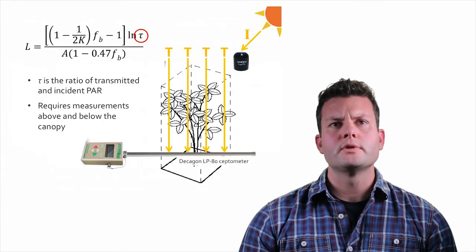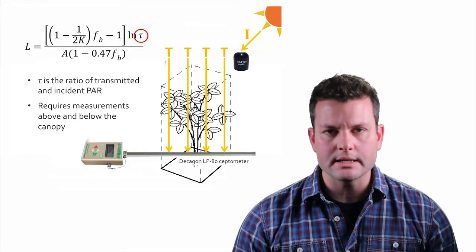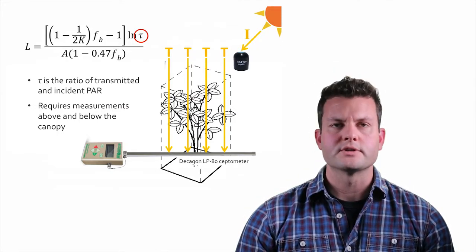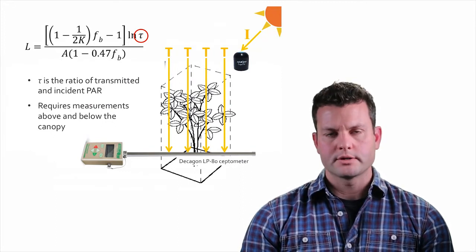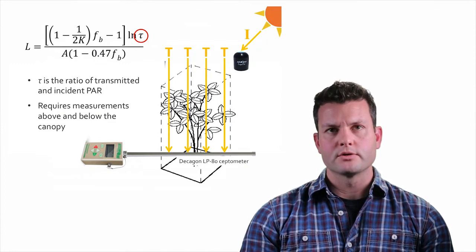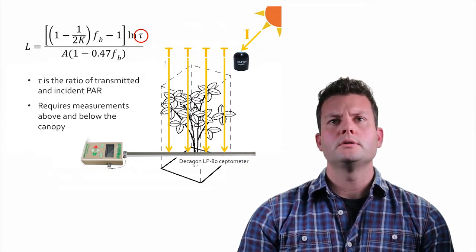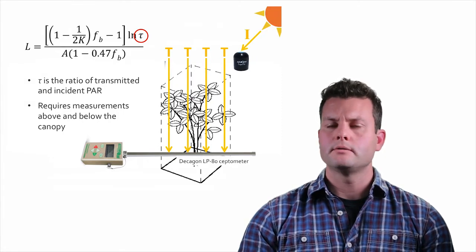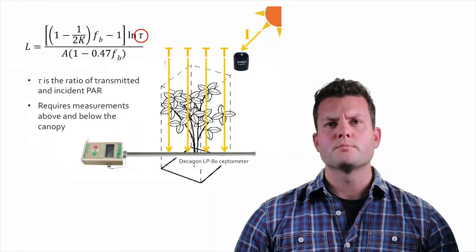Okay, the next term that we're going to discuss is tau, and tau is the ratio of transmitted to incident photosynthetically active radiation. And this tau value is probably the most important component of the LAI model. The LAI model is most sensitive to tau, and this is the component that basically forms the core of the measurement when using this model.